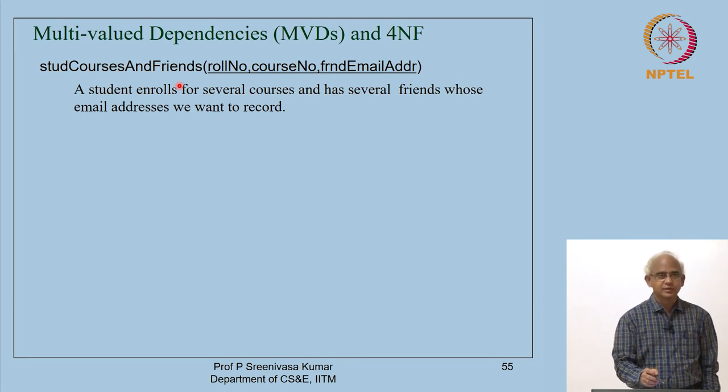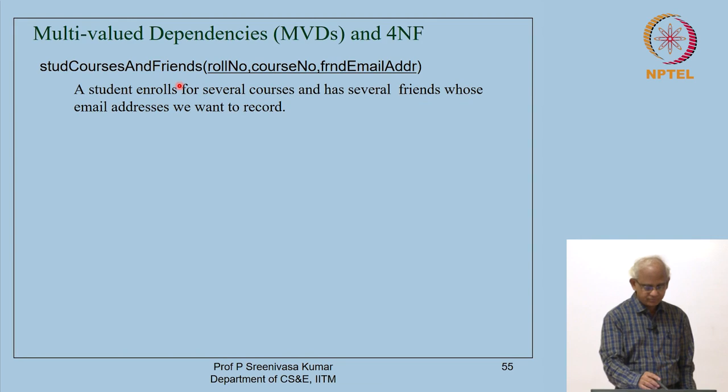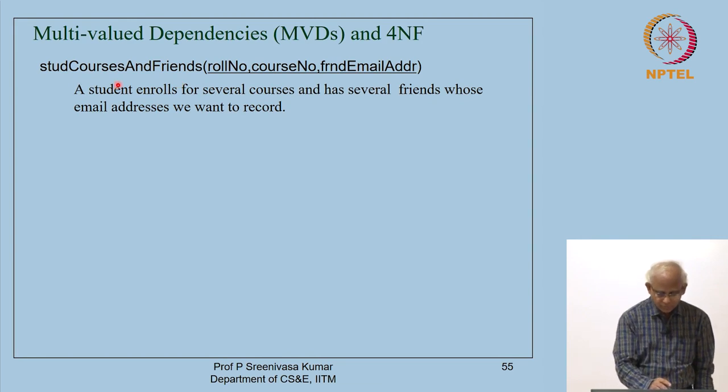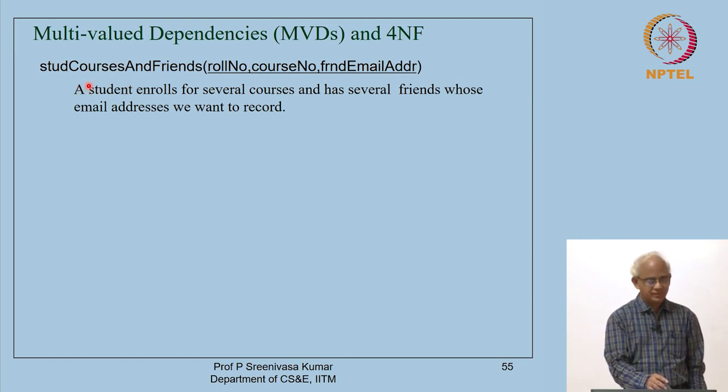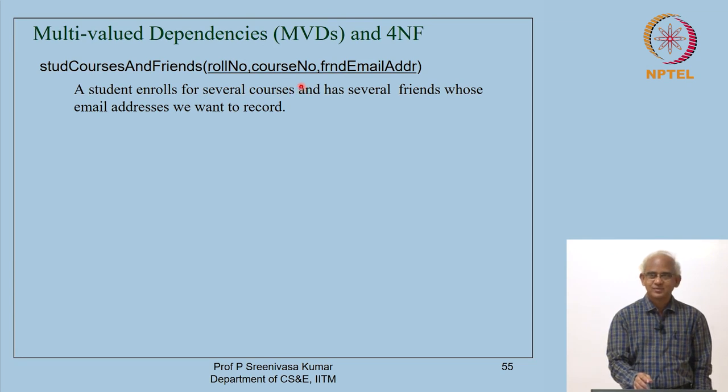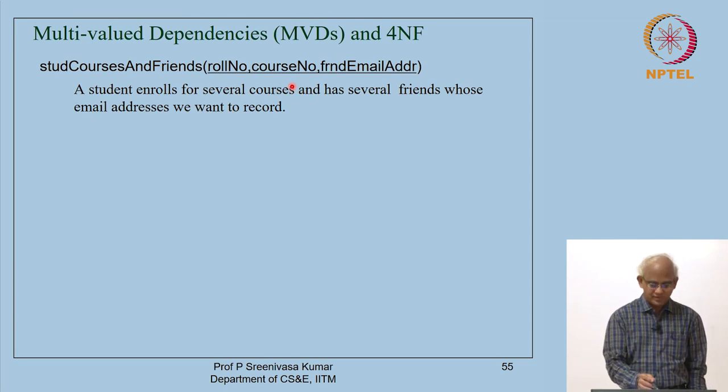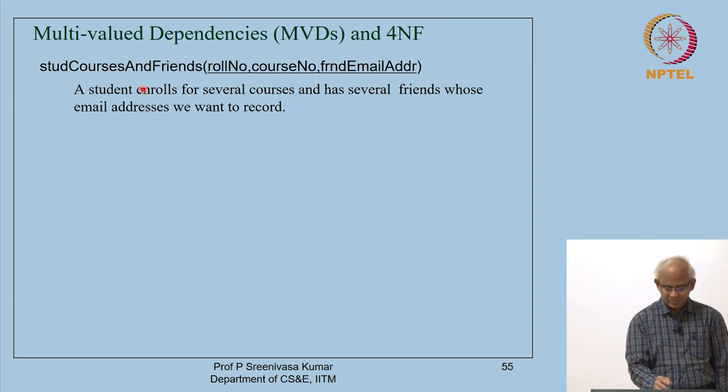Look at this example relation, which is really interesting. For some reason I have combined students with courses and their friends, not courses' friends, students with their friends and their courses. For some reason, let us say we have deliberately made up this relation.